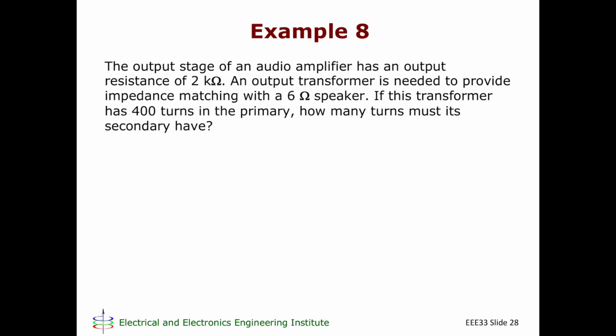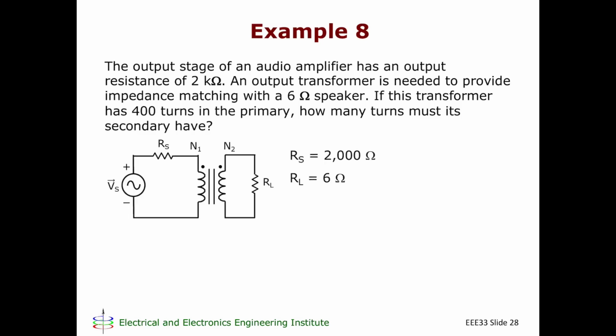If we just connect the 6 ohm speaker to the output of the amplifier, there's going to be very little power that will be delivered to the 6 ohm speaker. So if this transformer has 400 turns in the primary, how many turns must its secondary have? So this is going to be our scheme. This is the equivalent circuit of the amplifier. And this represents our speaker.